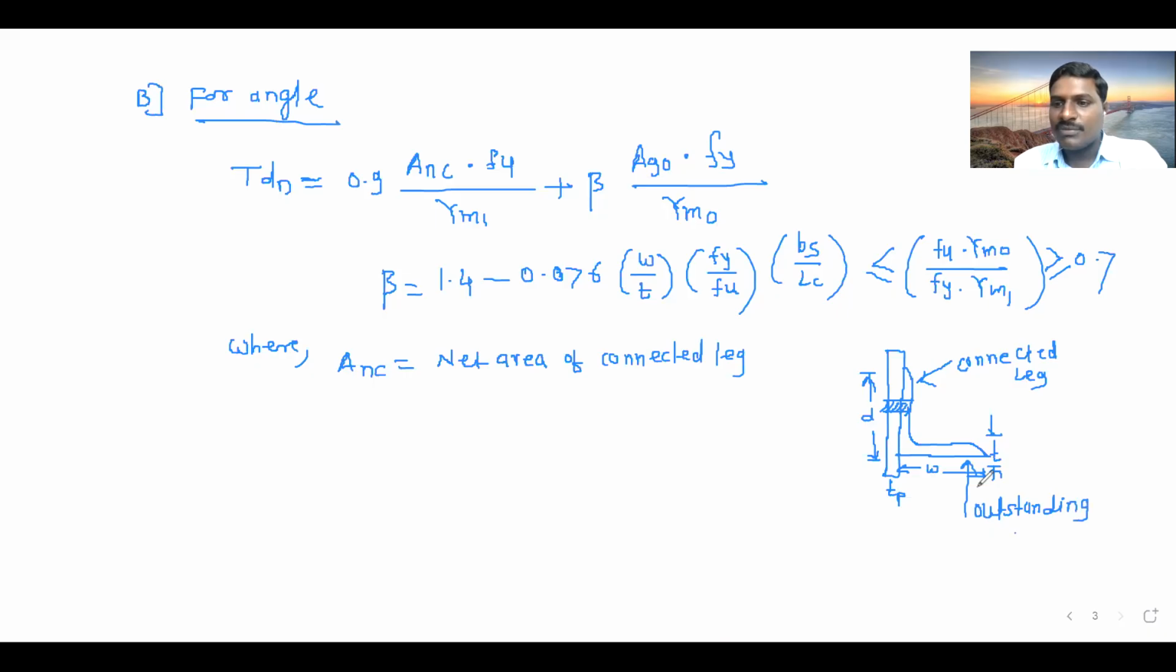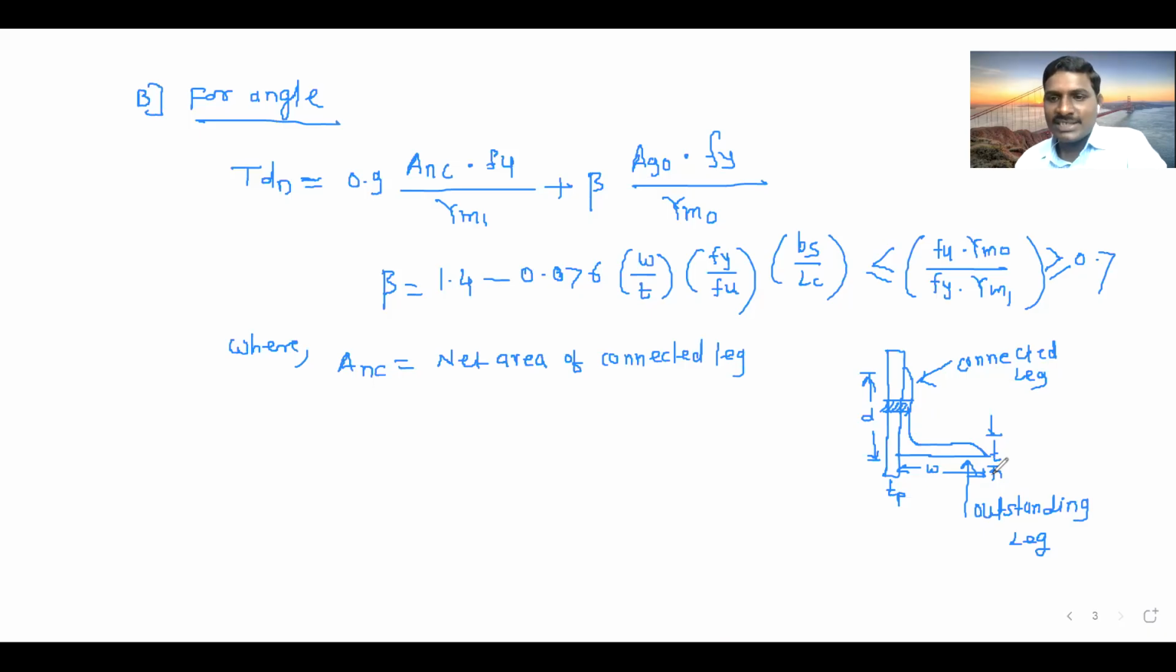Please draw this carefully. I have drawn the plate here. The angle is connected to the plate by bolt. The connected leg has size of depth D. The outstanding leg, we are calling this leg outstanding. The leg that is not connected, the remaining leg, we call the outstanding leg. The one connected to the plate we call the connected leg, and the other leg is the outstanding leg. Please make a difference. Remember the difference.